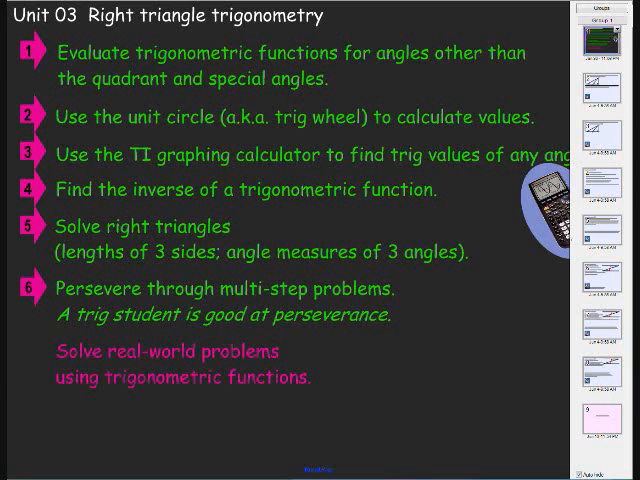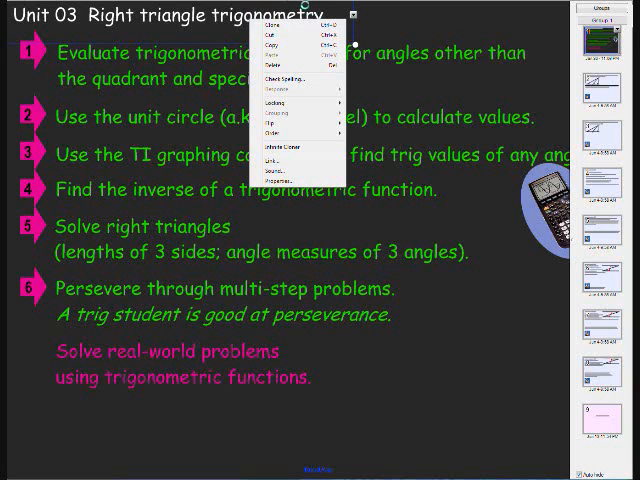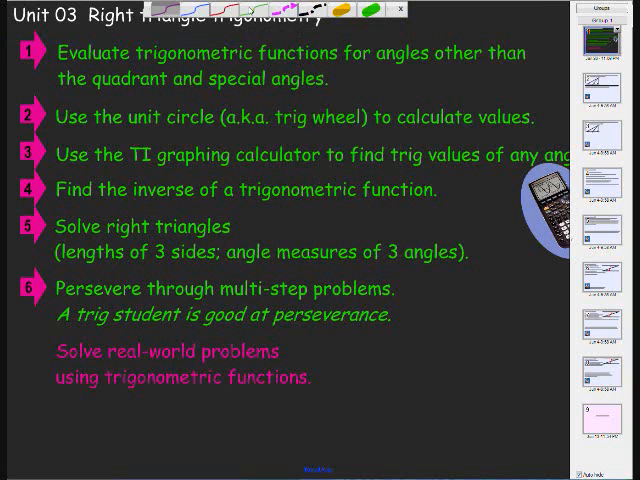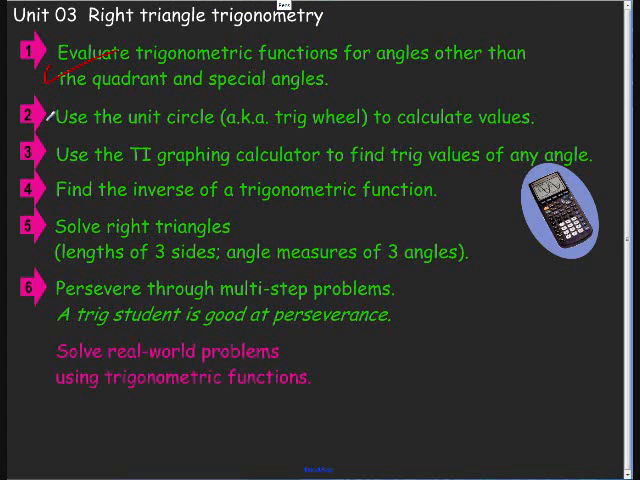Here we are at segment 3 of unit 3, right triangle trigonometry. We have managed to get through quite a bit of this agenda. Let's check it off. We've done all of this, and then in segment 2 we worked on solving right triangles. You worked at home and then in the classroom on solving.